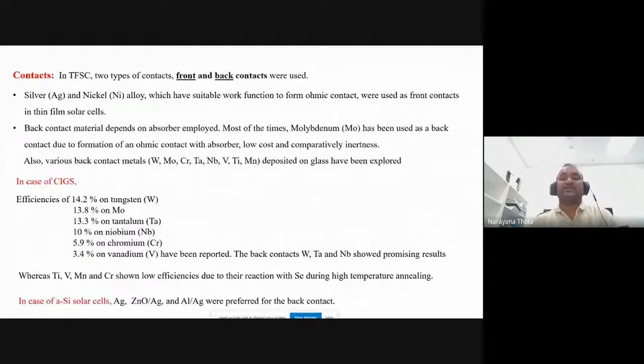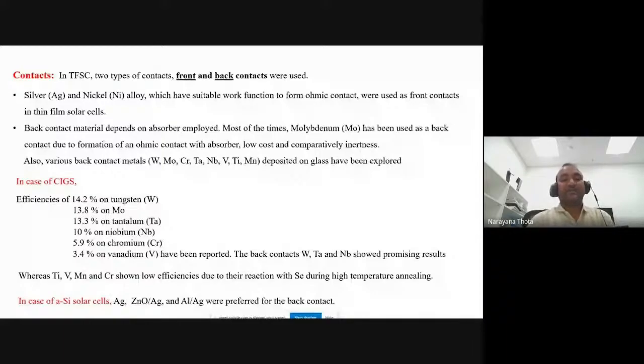Next one is contacts. One is the front contact and the other is the back contact. Generally, for thin film solar cells, molybdenum is used as the back contact, and silver and nickel are used as the front contact. Sometimes efficiency depends on the contacts also.